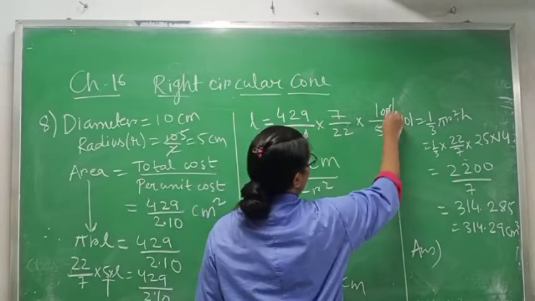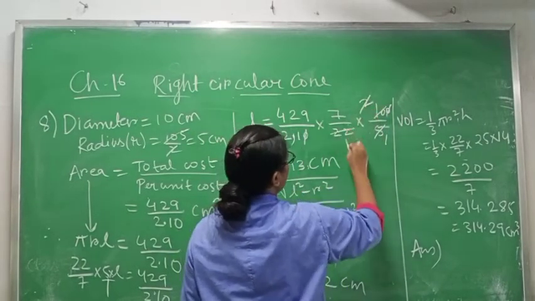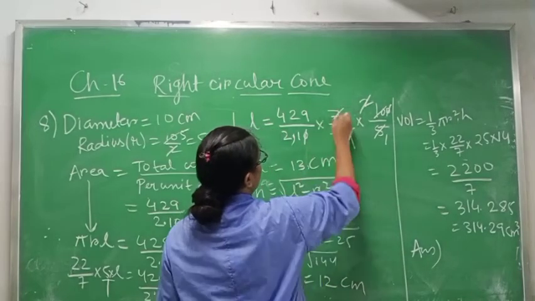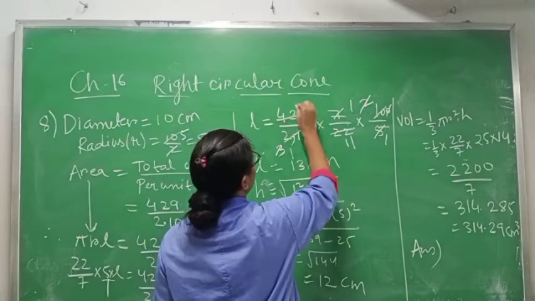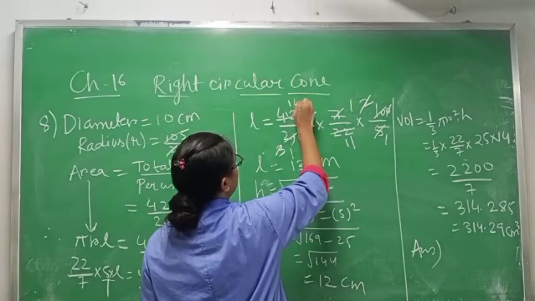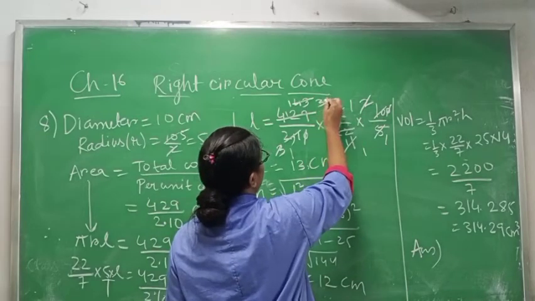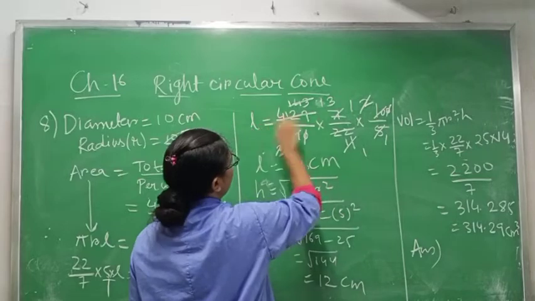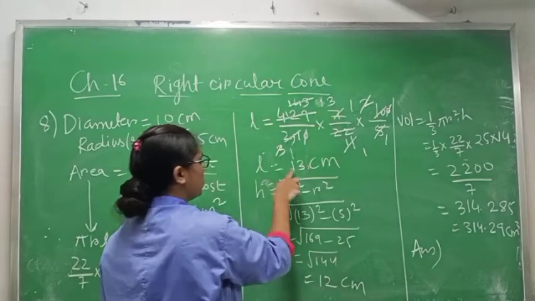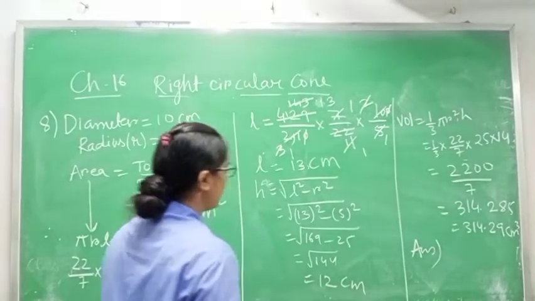Now 10 cancel, 5 ones are 5, 5 twos are 10. 2 ones are 2, 2 ones are 2, 2 ones are 2. Okay. Now 7 ones are 7, 7 threes are 21. 3 ones are 3, 3 ones are 3, 1 will come here, 3 fours are 12, 3 threes are 9. 11 ones are 11, 11 threes are 33. Means L value you are getting 13. L equals to 13 centimeter. After cancellation you will get L equals to 13 centimeter.